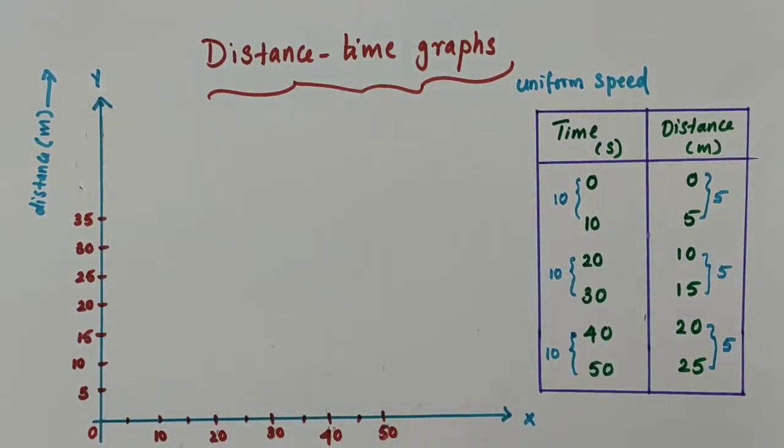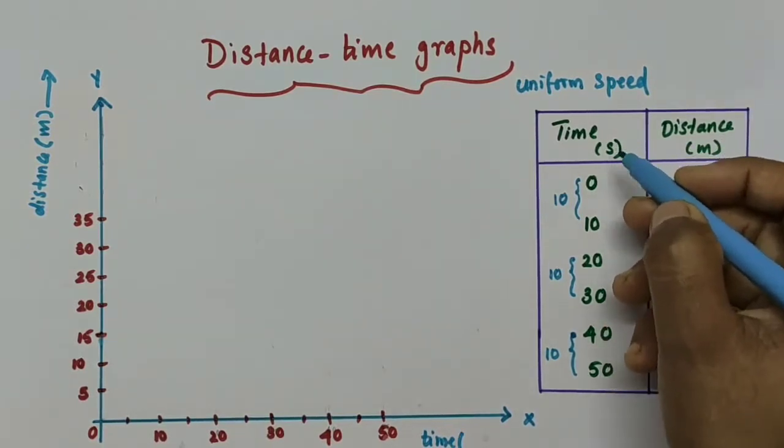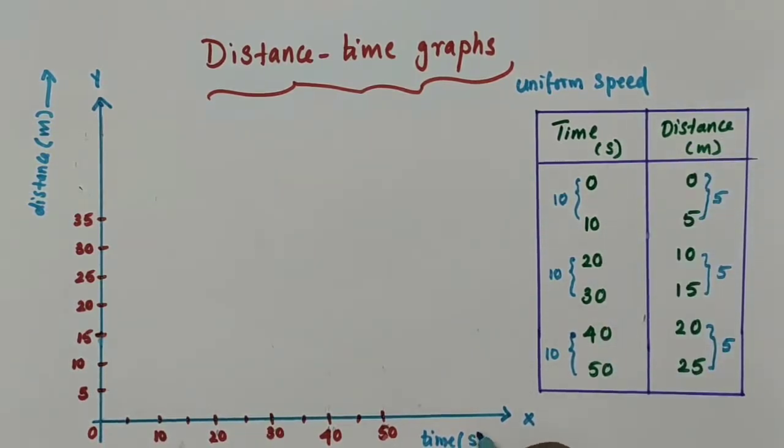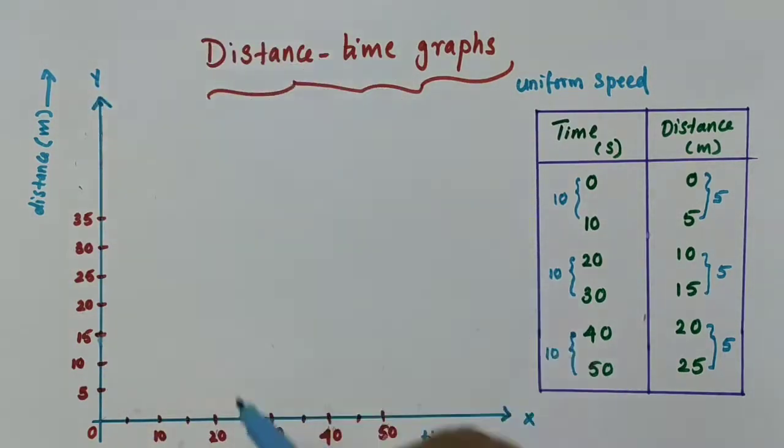Then we will take the time values along the x-axis. So along the x-axis, we have the time values. Time is actually measured in seconds. So within brackets, I am writing the unit second. So while we draw the distance time graph, we will take the distance values along the y-axis and time values are taken along the x-axis.